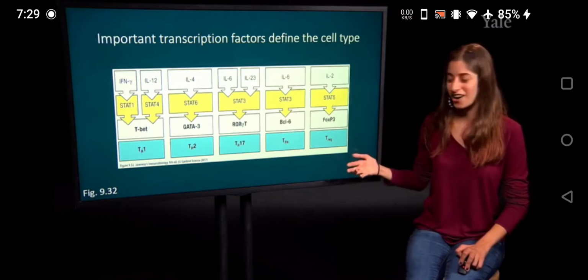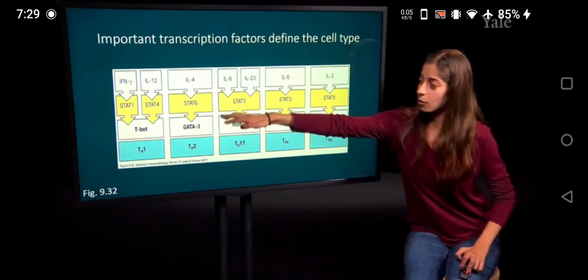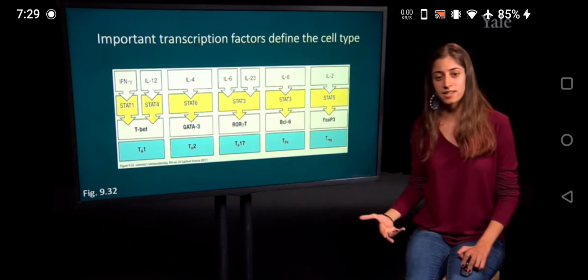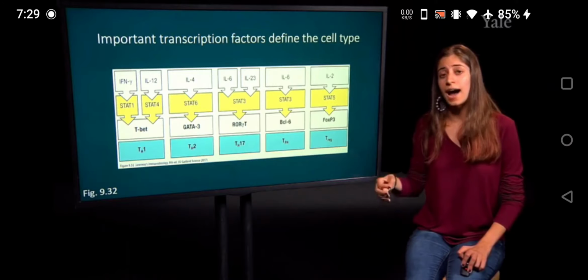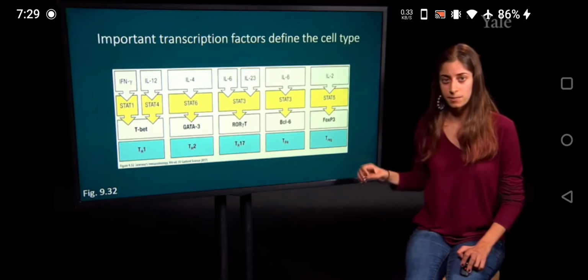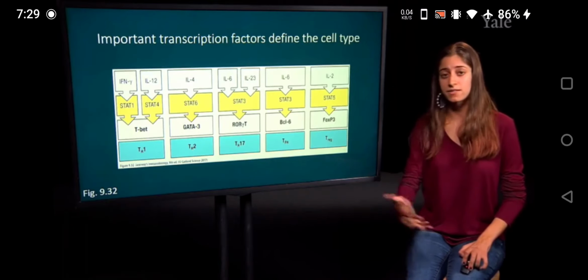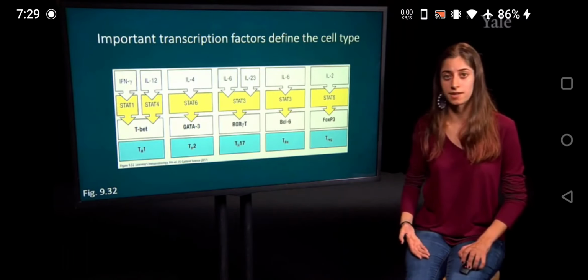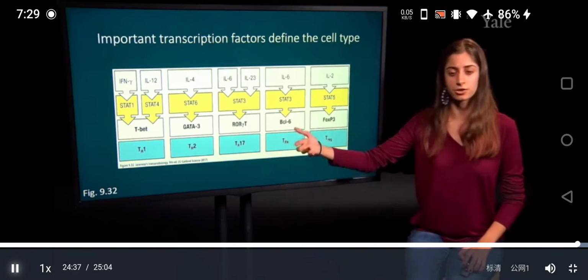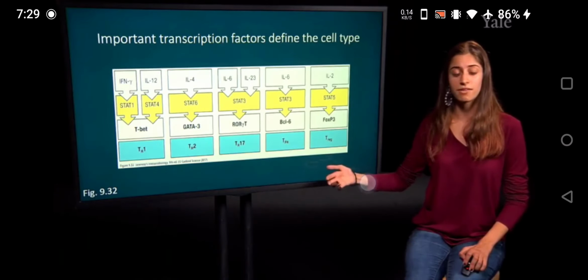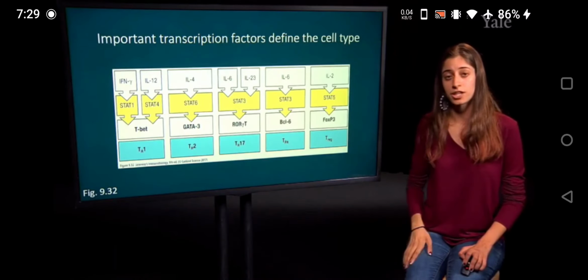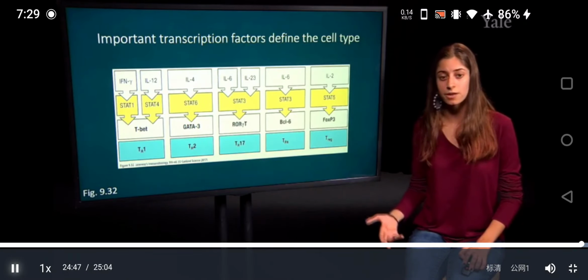These ones in the white boxes here, T-bet, GATA3, ROR gamma T, BCL6, and FOXP3, are highly definitive and are very good for identifying these different T cell subsets. That means that if I have a set of cells and I want to know what kind of subset they are, if I look at these markers, I can know whether they're a Th1, Th2, Th17, TFH, or T-Reg. These transcription factors also allow for the expression of those cytokines that we talked about earlier that perform the specific effector functions of the different subsets.